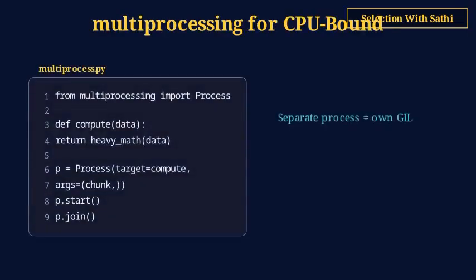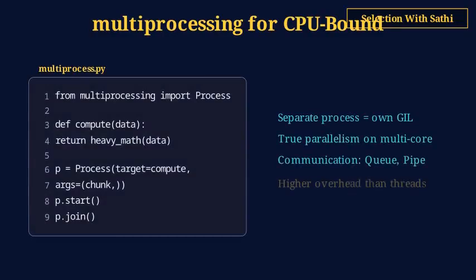The multiprocessing module creates separate processes for true parallelism. Each process has its own Python interpreter and its own GIL. This means CPU-bound work truly runs on multiple cores simultaneously. Communication between processes uses Queue, Pipe, or shared memory. The trade-off is higher overhead: process creation and data serialization cost more than threading.